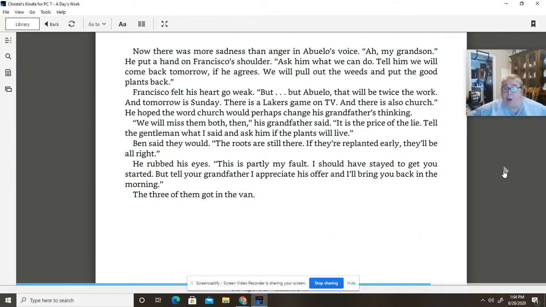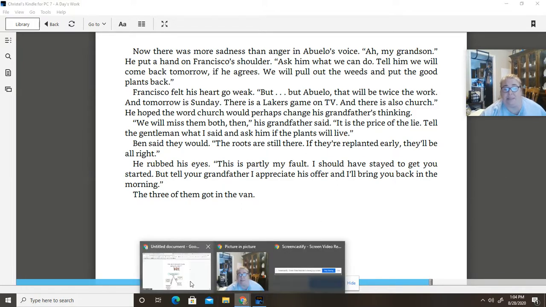"Then we will miss them both," his grandfather said. "It is the price of a lie. Tell the gentleman what I said and ask him if the plants will live." Ben said they would. The roots are still there. If they were replanted early, they'll be all right. He rubbed his eyes. "This is partly my fault. I should have stayed to get you started. But tell your grandfather I appreciate his offer and I will bring you back in the morning." The three of them got into the van.